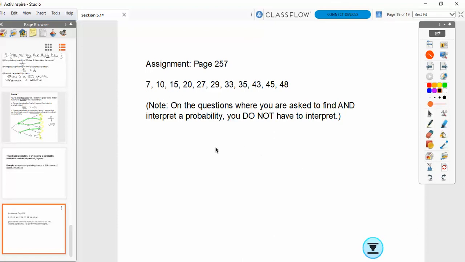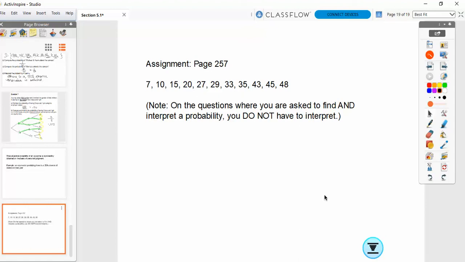The homework. Pay close attention to my directions here. So there are a lot of these questions that will say find and interpret the probability. I am not going to make you interpret, so you can just find the probability. I think there's only one question that you actually have to interpret, and I think it's 27 because it's 2 separate questions. Part A is find the probability, part B is interpret the probability. So on that one I want you to do the interpretation. But like 29 on, they're all saying find and interpret, and you don't have to do the interpret on those unless you really want to.